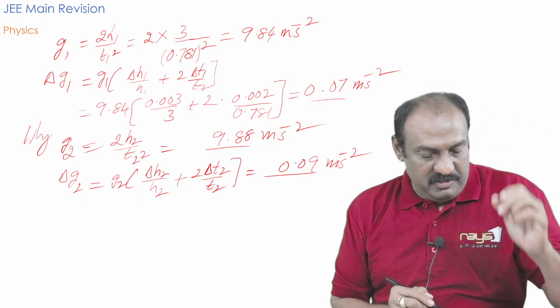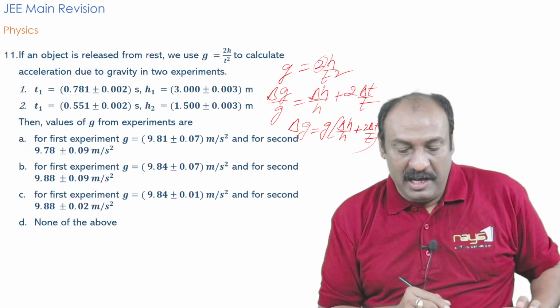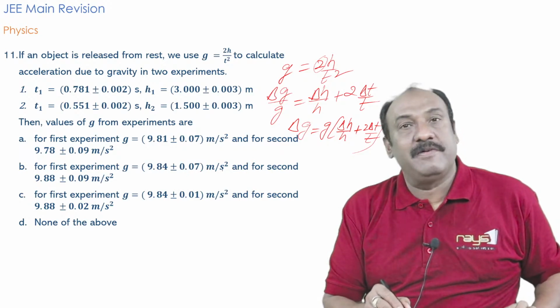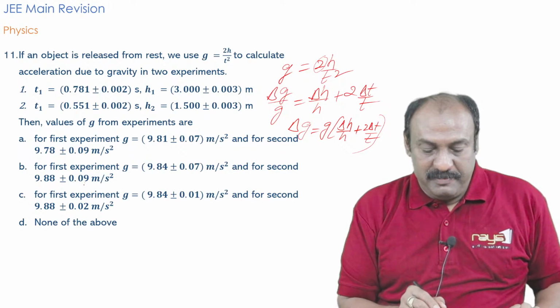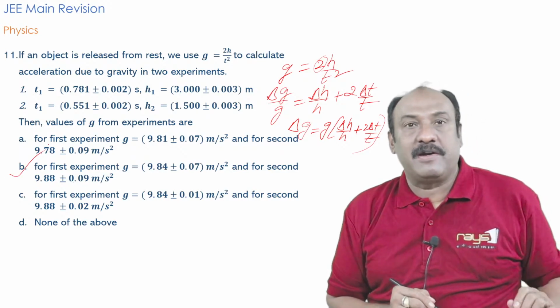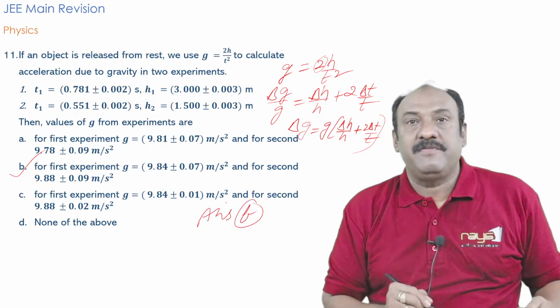So from this, what is the representation of value of G along with error? So 9.84 plus or minus 0.07 meter per second square, and for the second one 9.88 plus or minus 0.01 meter per second square. So answer is B for question number 11.